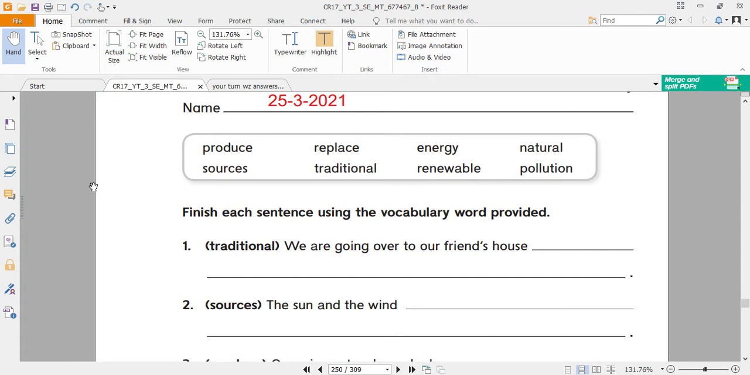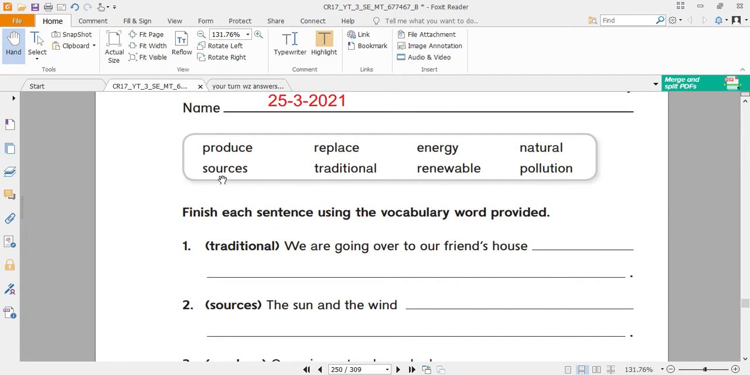Those are the words that we'll learn for this week. Produce, replace, energy, natural, sources, traditional, renewable, and pollution. What does it mean, produce? Produce means to create or make. Replace, to use a thing instead of another. Energy means power used for things to work. Natural means found in nature.